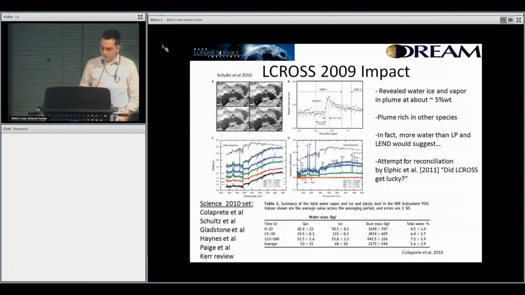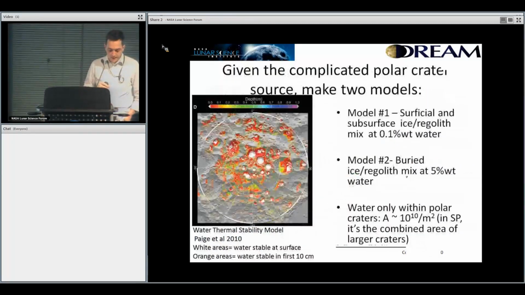So let's take a look at the water source in the lunar polar cold traps. Basically, we know that water exists at the poles. Instruments on LRO and Lunar Prospector really define these regions as quite wet. This includes statistically significant neutron-suppressed regions, including Cabeus and Shoemaker. And of course, the presence of water was validated and then some by LCROSS.